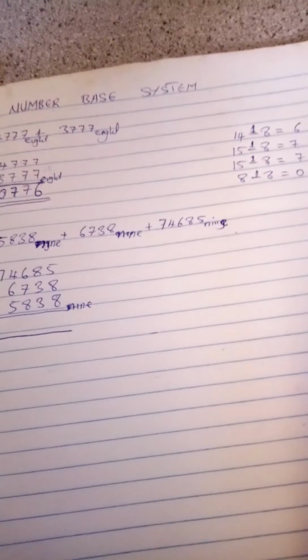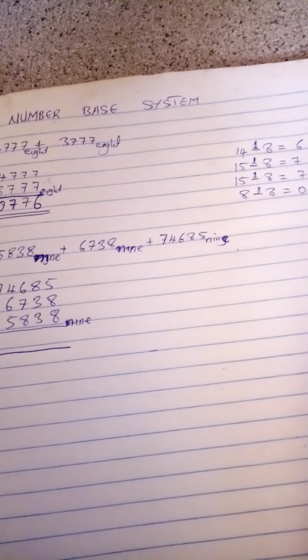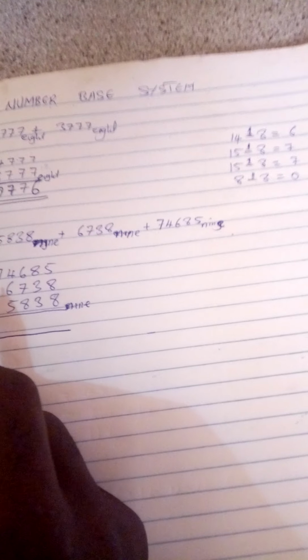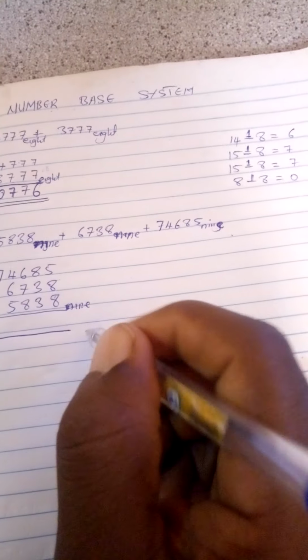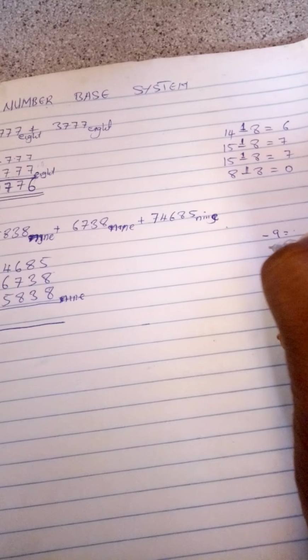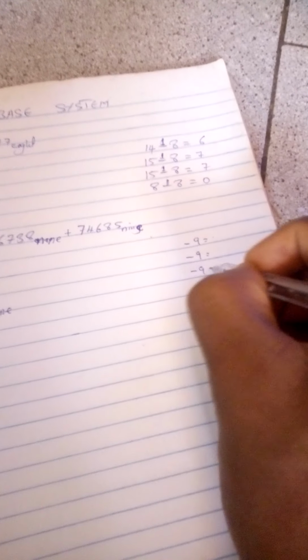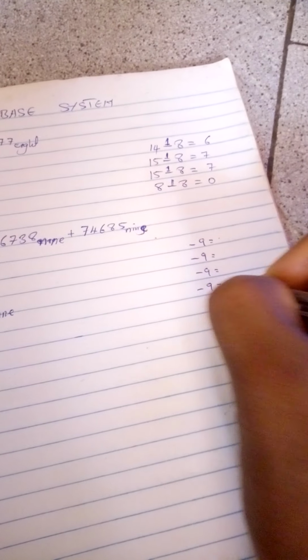Before then, I've given you a sample on how to calculate such kind of problem. Now the first thing you count is which one is the highest. Now 5 is the highest, right? You now come, 6 is base 9, and you put as usual minus 9 equal to, minus 9 equal to, minus 9 equal to, and minus 9 equals to. Do you get that now?